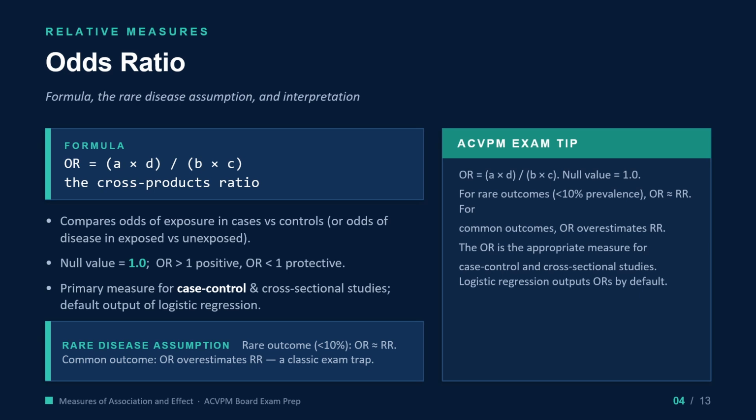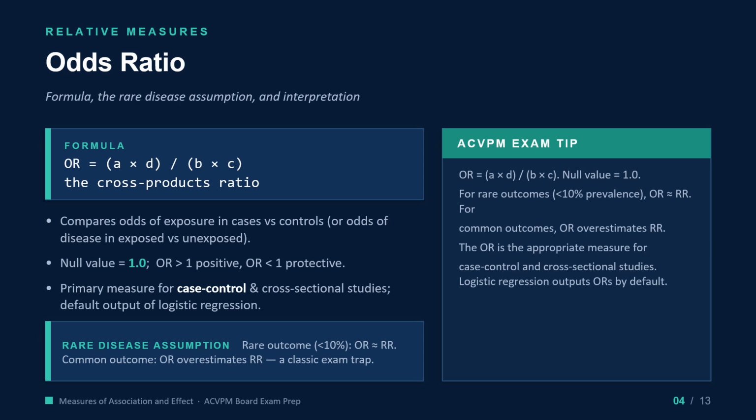Like the RR, the null value for the OR is 1. An OR greater than 1 suggests a positive association. An OR less than 1 suggests a protective association. The OR is the primary measure of association for case control studies, where we cannot directly calculate incidence proportions because we selected cases and controls deliberately.